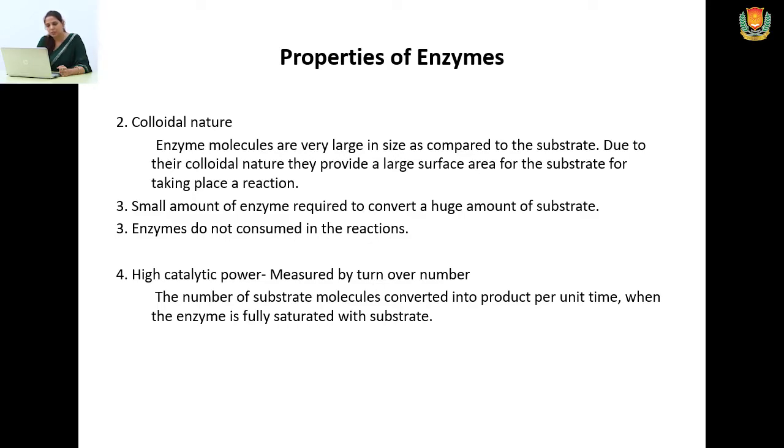Enzymes also have a very high catalytic power. High catalytic power means their turnover number is very high. Catalytic power of an enzyme is measured by the turnover number. Turnover number is the number of substrate molecules converted into product per unit time when an enzyme is fully saturated with the substrate. So in a unit time, how much substrate is converting to product? That is the turnover number, and that is the measure of catalytic power.